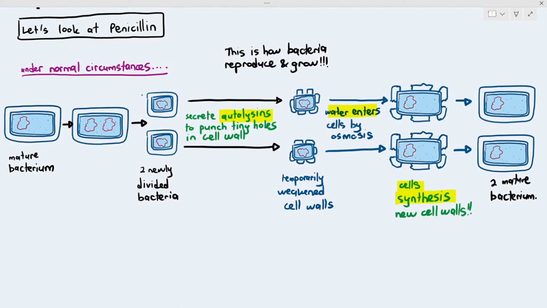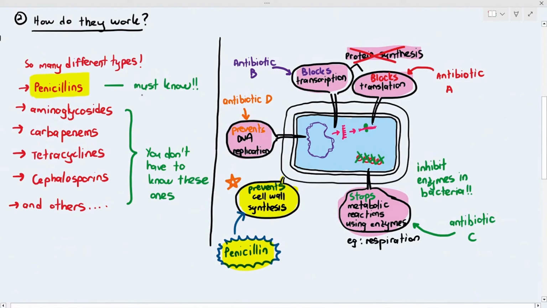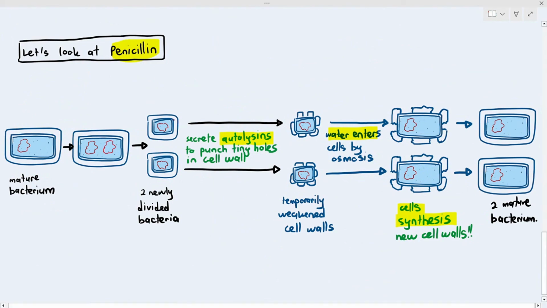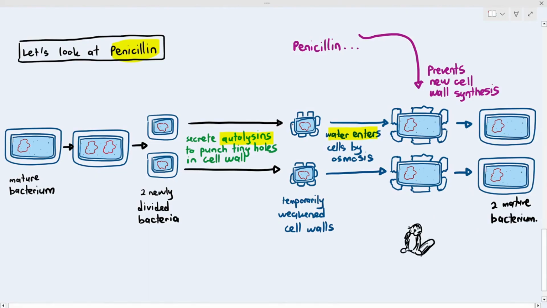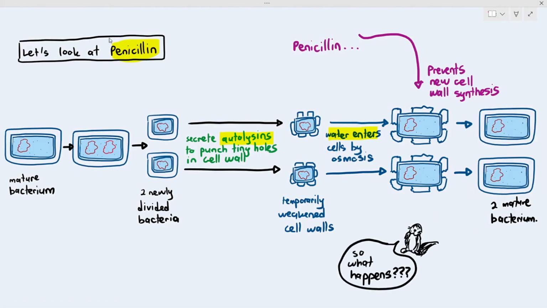But if you wanted to kill the bacteria, let's say these bacteria are dividing in our body and causing some sort of bacterial infection, like tuberculosis or even cholera, we will give penicillin. Now, what penicillin does, if you remember, is it prevents new cell wall synthesis. So when the bacteria temporarily weakens its cell wall, remember, it wanted to weaken the cell wall so that it can expand as water goes into the bacteria. But penicillin prevents new cell walls from being synthesized. So what happens then? The bacterial cell walls are not repaired and they do not build new cell wall anymore.